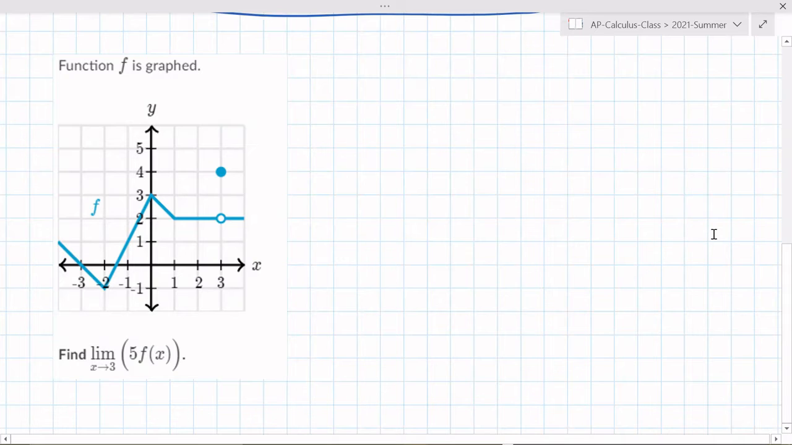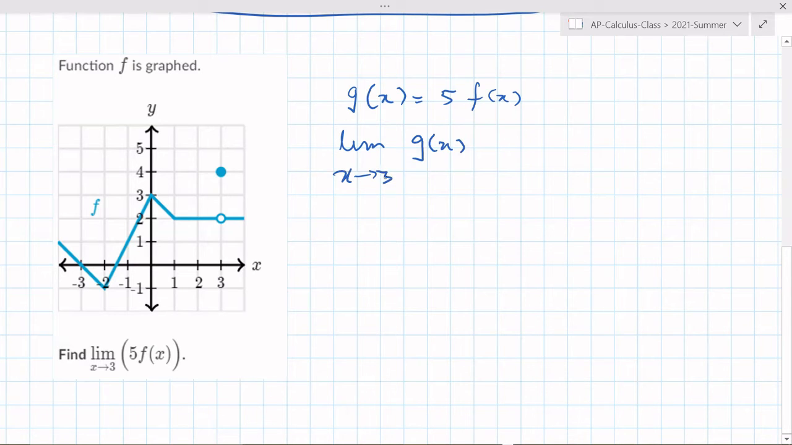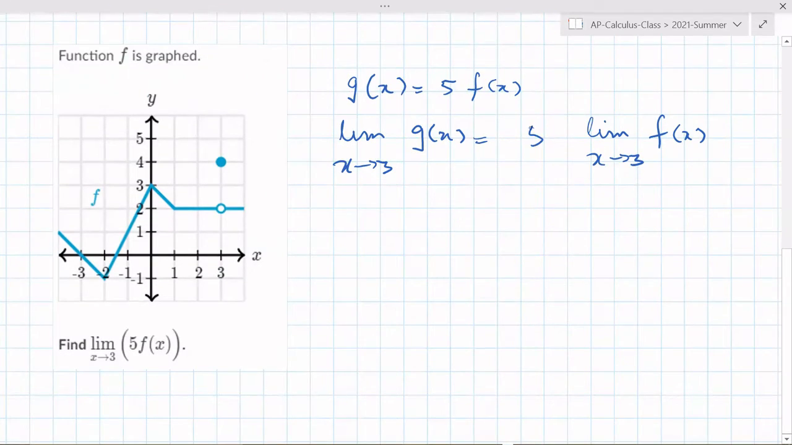Say a function f of x is given, and we have to find the limit as x approaches 3 for 5 times f of x. So what we're saying is there's a new function we are defining, g of x is 5 times f of x, correct? And I want to find the limit for g as x approaches 3. So how can I find that? I know how I can find the limit for f of x. From the graph, I can read it. So this result is saying it is simply 5 times that.